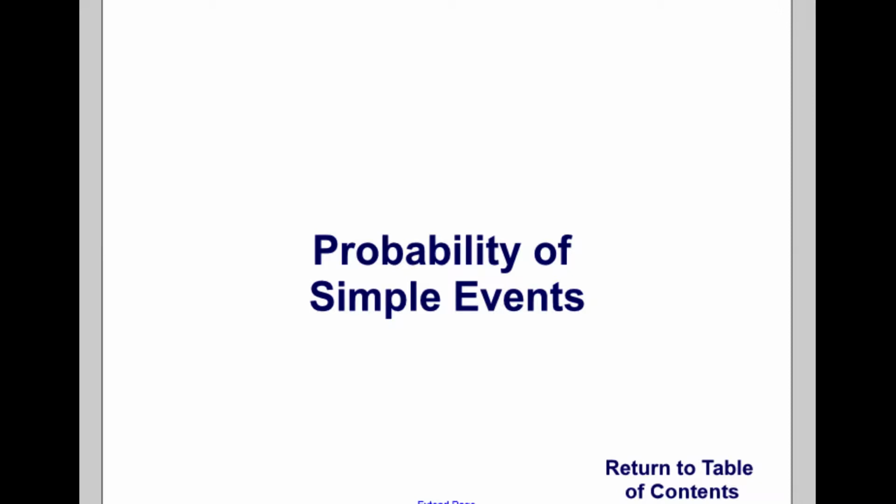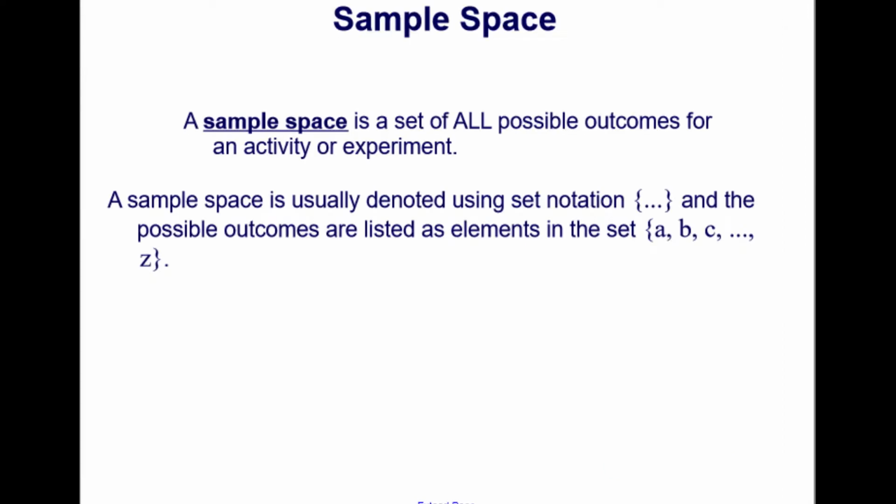Probability of simple events. The first thing you want to talk about when you're referencing probability is a sample space. A sample space is a set of all possible outcomes for an activity or an experiment. A sample space is usually denoted using set notation, which is these braces here. Braces surround whatever's inside, and the possible outcomes are listed as elements in the set.